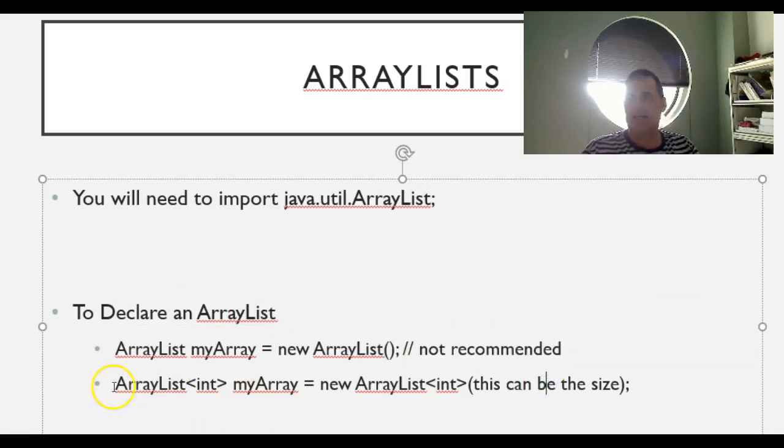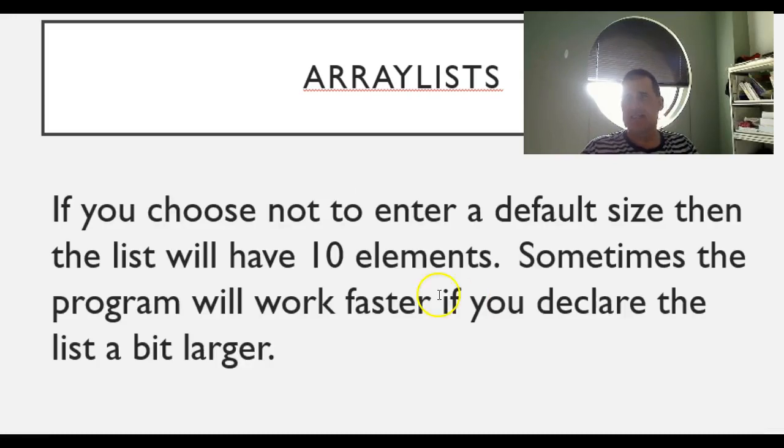The second syntax is the preferable one, and this is where you say ArrayList, and then this is the proper syntax, less than, greater than, and your data type in the middle, name of the array here, new ArrayList, same thing, and then you can enter a value for size, or you can leave this empty, and the array will automatically be sized. If you do not enter a default size, then the list is going to have space for 10 elements. It won't have anything in it, but it'll have space for 10.